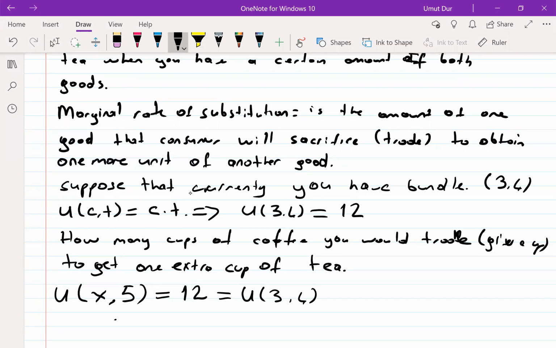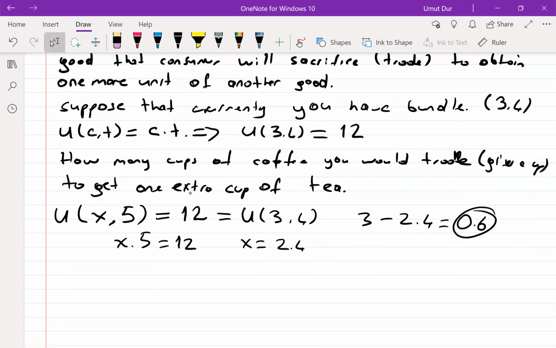Then x times 5 is equal to 12, then x is equal to 2.4. Initially I had 3, now I have 2.4, so I am giving up 0.6 cups of coffee. So this is the sacrifice. You are sacrificing one good to achieve the same level of the initial bundle, and you will have an extra unit of the other good.